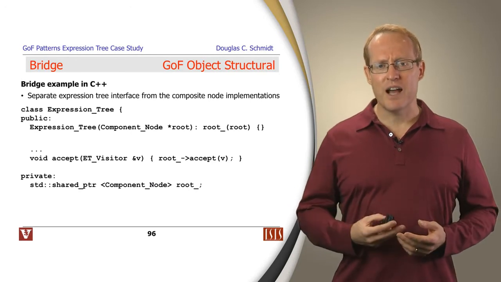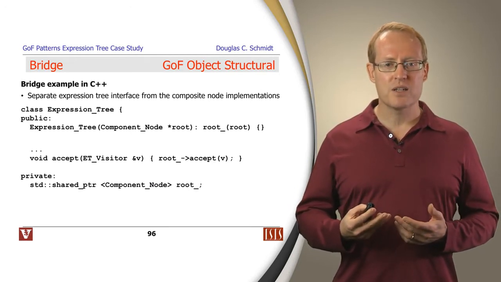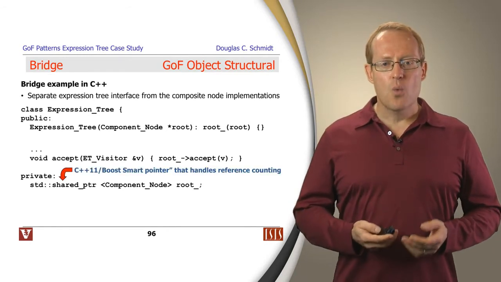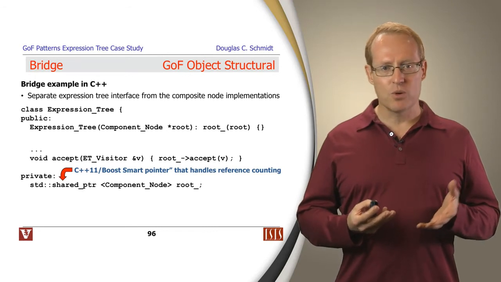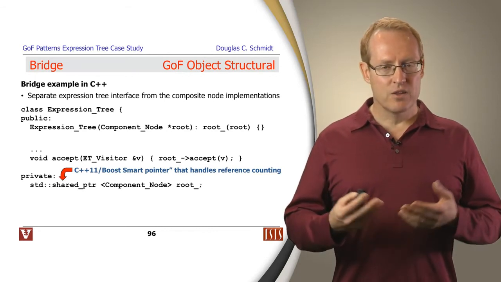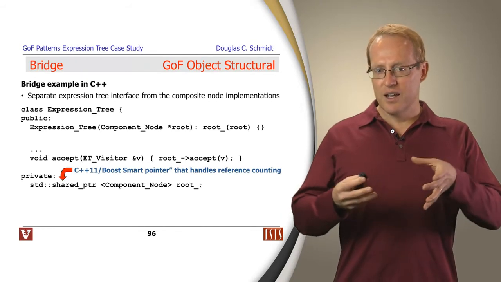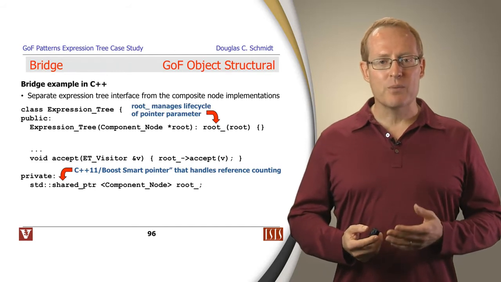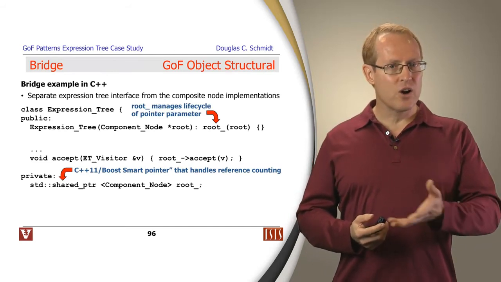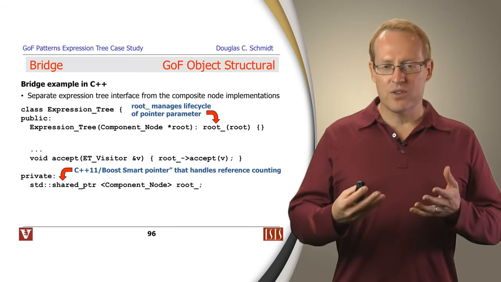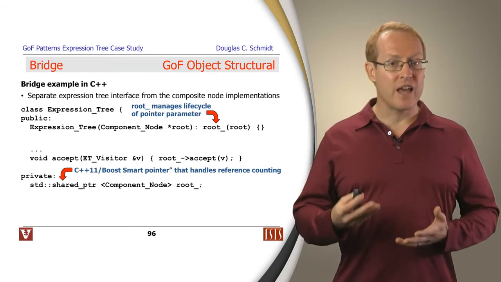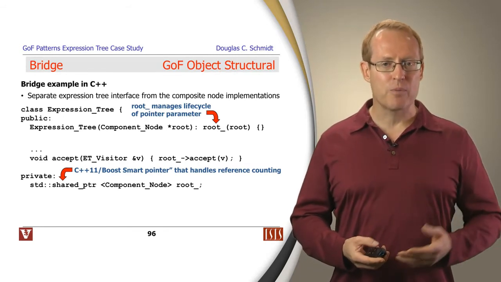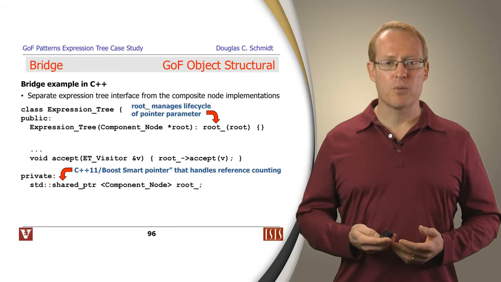Here's a very simple example of how you might implement a portion of this pattern in C++. As you can see, we separate the expression tree interface from the composite node implementations. We'll end up using the C++11 or Boost shared pointer. So we have the root node being a shared pointer of a component node. So it has a pointer to a component node. And then when someone passes us a component node pointer in our constructor, we turn around and let the shared pointer manage the life cycle of this pointer parameter. And the various constructors and destructors and assignment operators and so on manage that reference counting process appropriately.